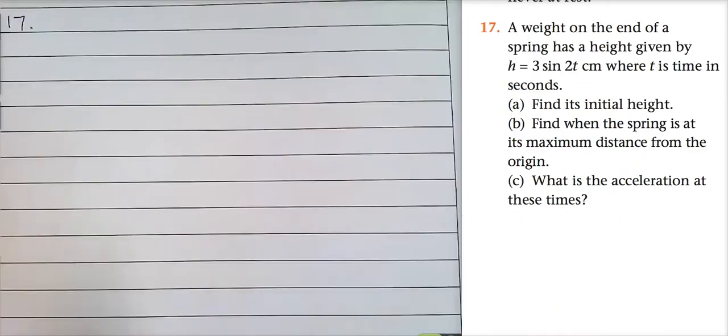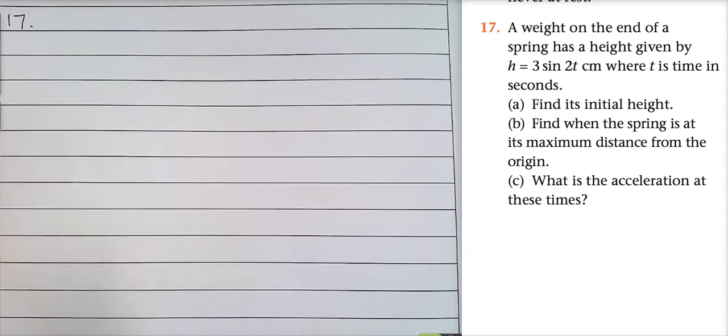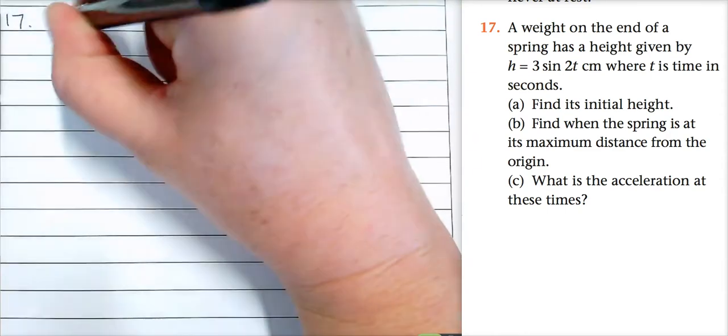The next question: the motion of a spring has a height given by h equals 3 sine 2t centimetres, where t is the time in seconds. Find the initial height. I'm sure you can do that.